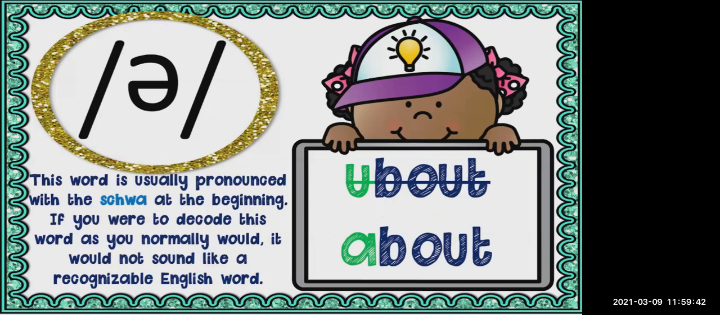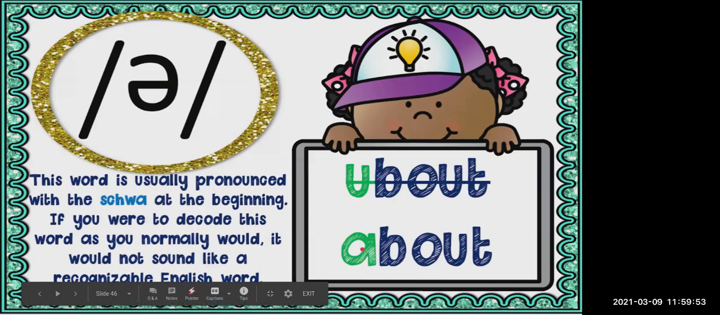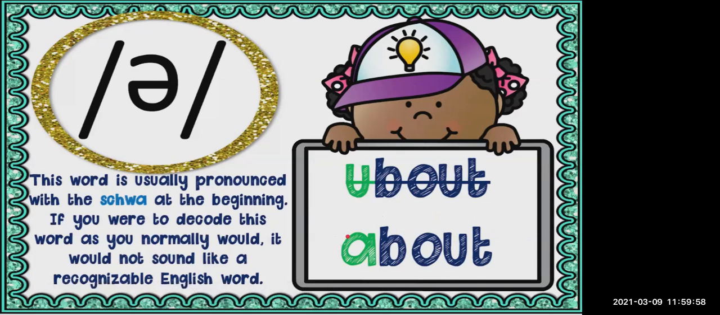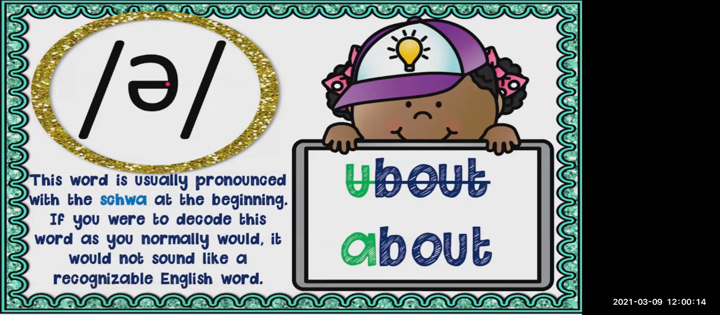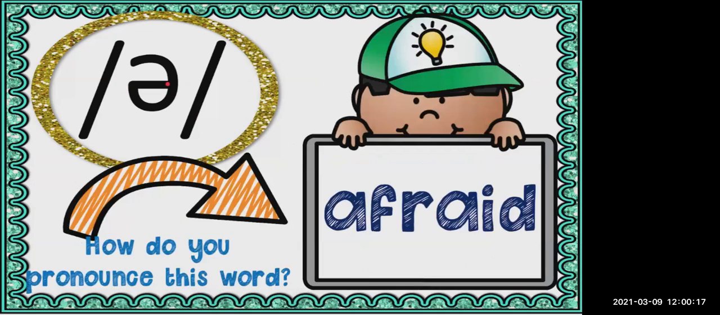So if we were to decode this word like normally, like I just did, it would not sound like a normal recognizable English word. But instead of the A, we usually say uh. Now that's not everybody, because I still say sometimes about. I know like North in Canada they say a boot, but sometimes it's usually pronounced with the uh sound, which remember the schwa sound in some words says uh. What about this word? How would you pronounce this word?